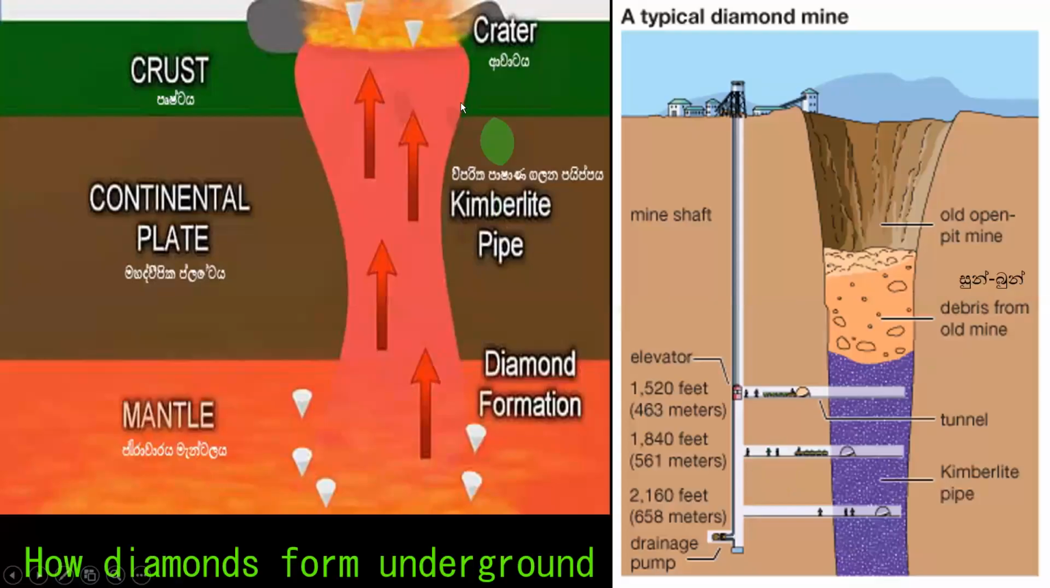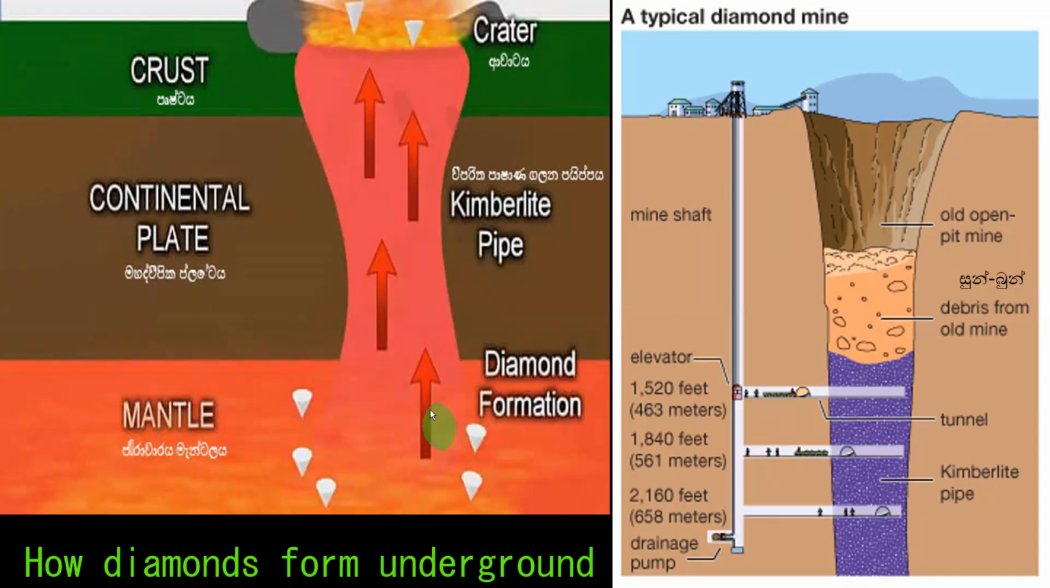Now look at this. How diamonds form underground. It is mentioned here. This is the earth crust. This is the continental plate. This is the mantle. Inside the mantle, it is heated lava here. Between 1 billion to 3.3 billion years, it forms diamonds. So the diamond formation happens here.